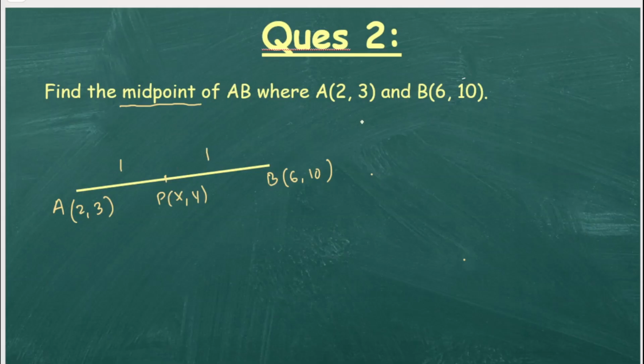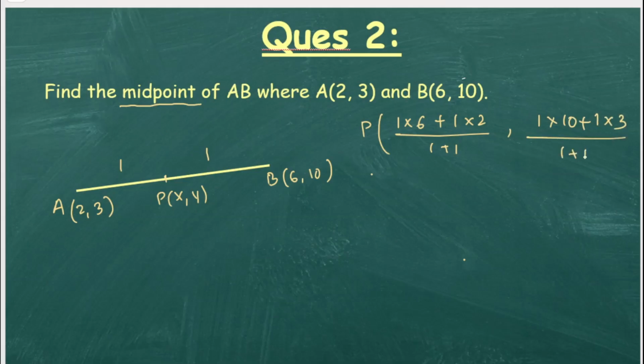So let's find the coordinates of P. First we will find the x coordinate. So 1 will be multiplied by the x coordinate. So 1 times 6 plus 1 times 2, divided by 1 plus 1, comma, y coordinate: 1 times 10 plus 1 times 3, over 1 plus 1.